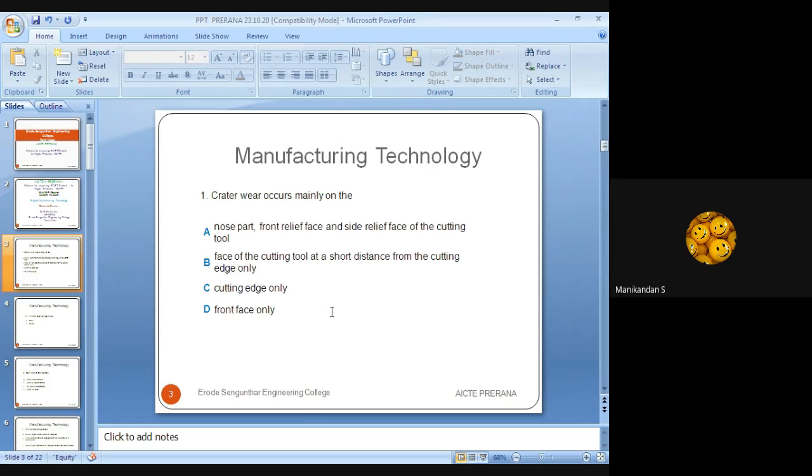First question. Crater wear occurs mainly on the different options are: nose part from relief face and side relief face of the cutting tool, face of the cutting tool at a short distance from the cutting edge only, cutting edge only, front face only. If anybody knows the answer, kindly discuss. Otherwise, I will tell the answer.